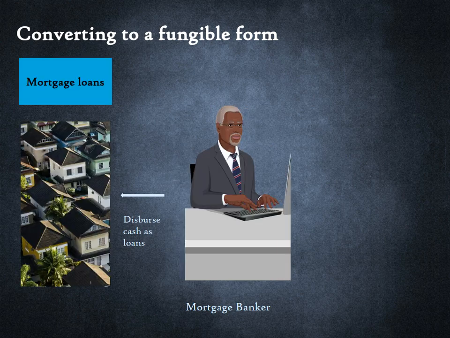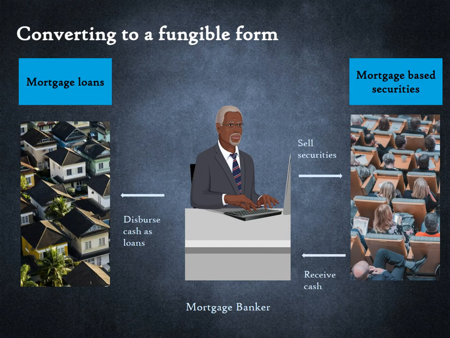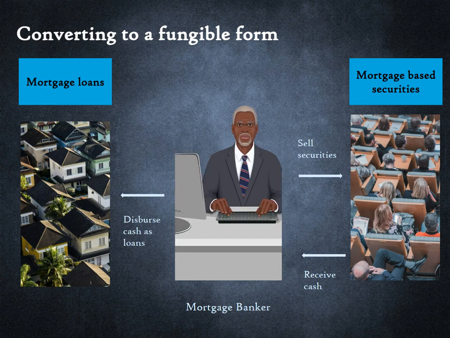Then, it sells the mortgage-backed securities to investors and thus recovers the cash it had just lent. The source from which the investors will be paid is the pool of mortgage loans. The investors bear the risk if defaults exceed the 5% estimate. This is a simplified version of how a non-fungible form of financial asset on the left, the individual mortgage loan, can be converted to a fungible form on the right, the mortgage-backed security.